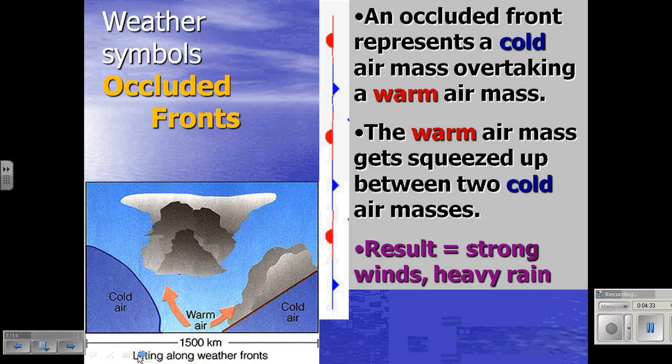Here's our occluded front. This is the one where we have the two areas of cold air and we've got the warm air in between, and it basically ends up getting squeezed out. So this area of cold air is not moving away as quickly as this one's coming in, and so this one just kind of pushes that warm air up, moves up really fast, and so that's why we get, once again, the cumulonimbus clouds and we get really heavy rain in here. The strong winds happen because the warm air is rising really fast.